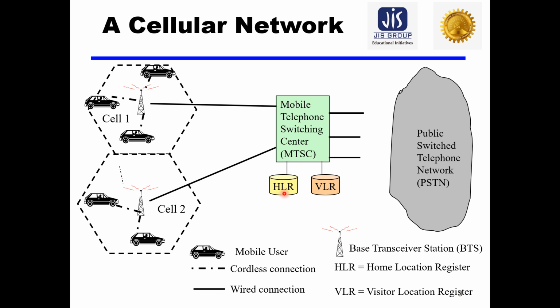And HLR is the home location register. It stores data. So this is the home location register, and VLR is the visitor location register. If you are in the home network, then this home location register stores details about that subscriber, and if some visitors come into another MTSC, then the visitor details are also collected and stored here in the VLR. Okay.